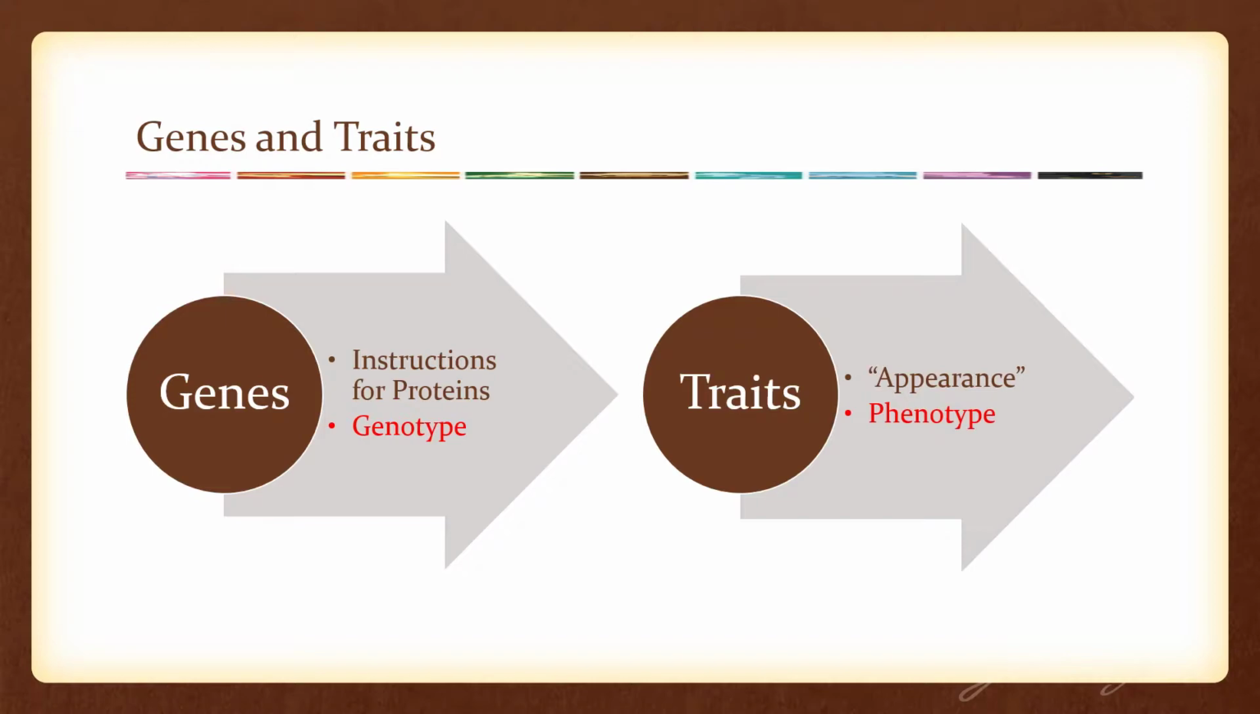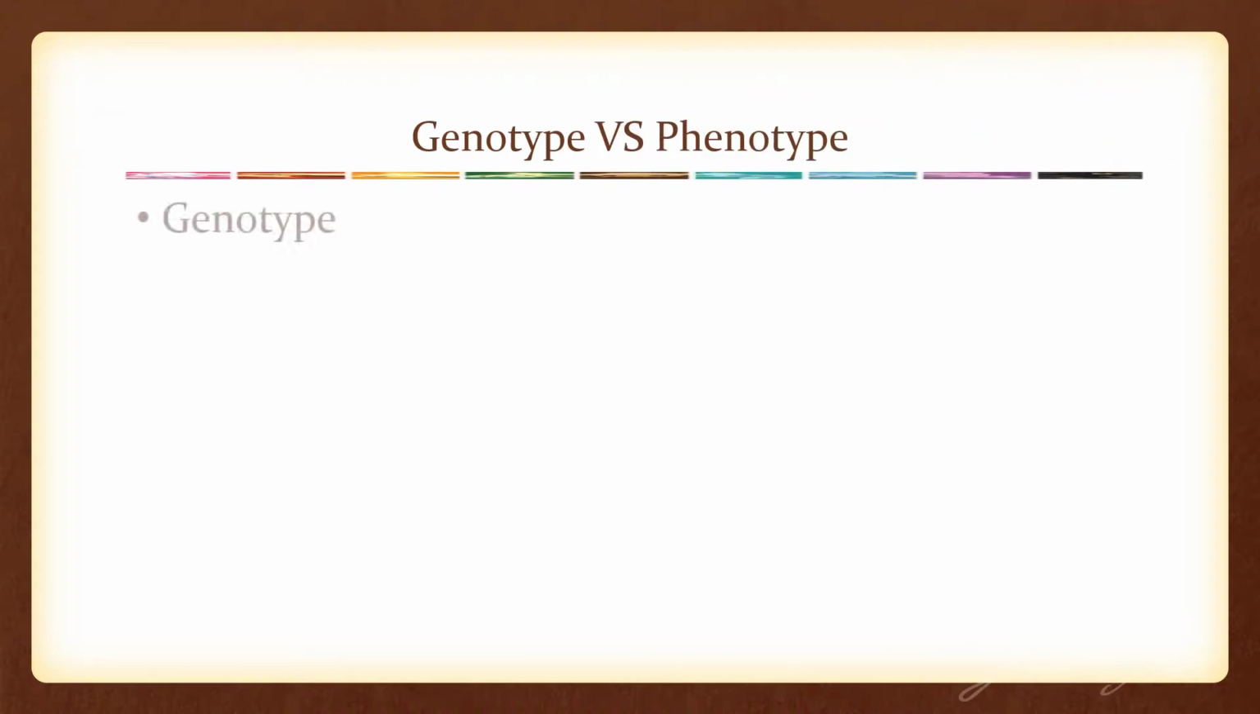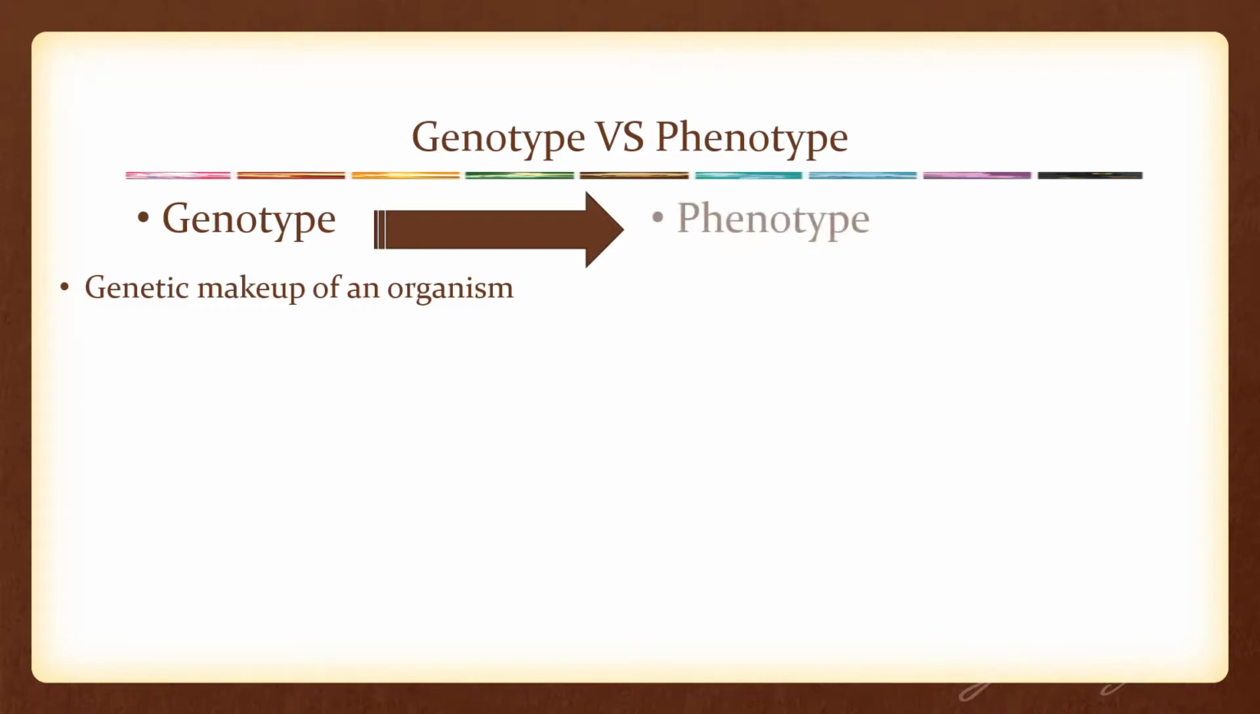And we use the term phenotype to describe the traits. So your genotype will affect your phenotype. Your genes will affect your traits. So to put them in words, genotype is the genetic makeup of an organism. They are inherited from our parents. The genotype will lead to phenotype. Phenotype is the trait expressed by an organism.